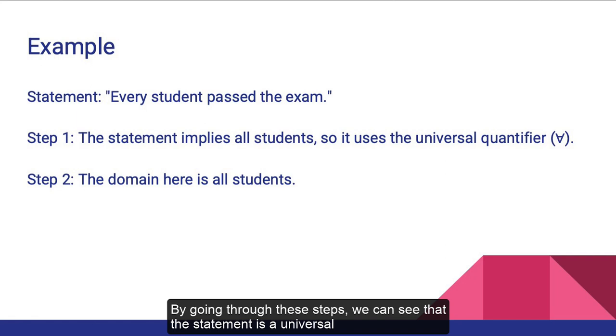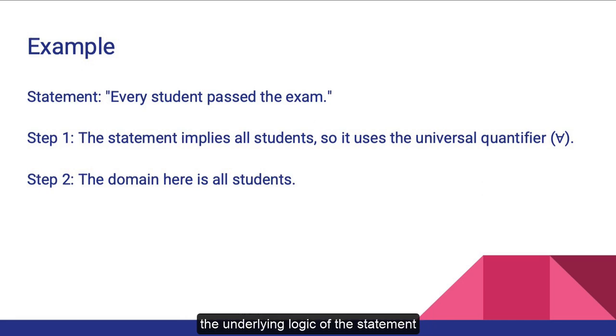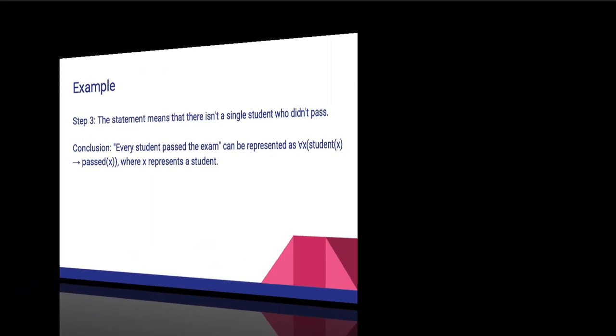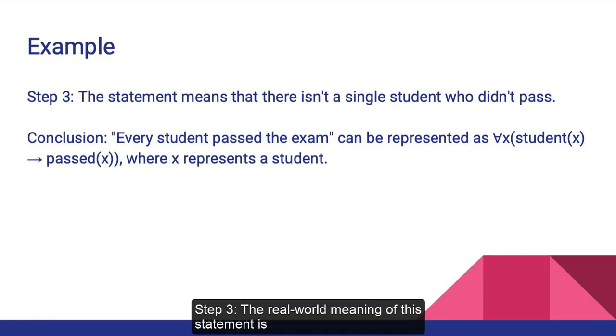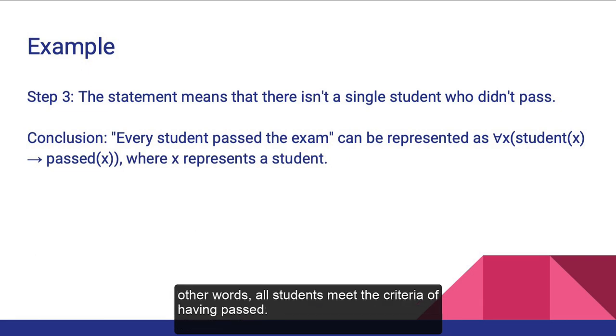By going through these steps, we can see that the statement is a universal claim, saying that each student in the set of all students has passed the exam. This is a useful way to dissect and understand the underlying logic of the statement. Step 3. The real-world meaning of this statement is straightforward. There is no student who failed the exam. In other words, all students meet the criteria of having passed.